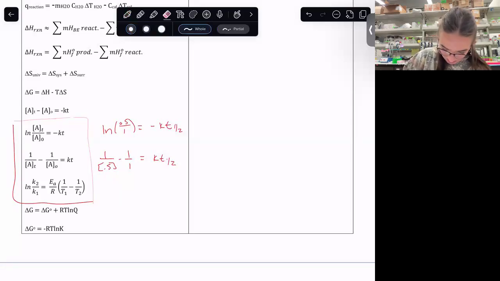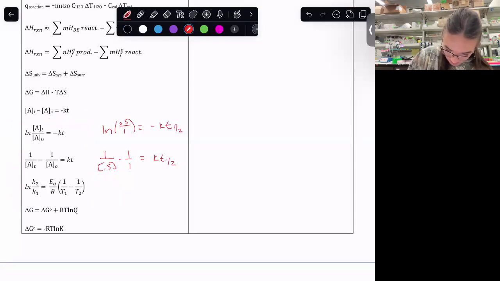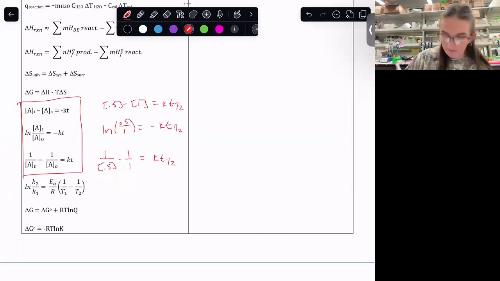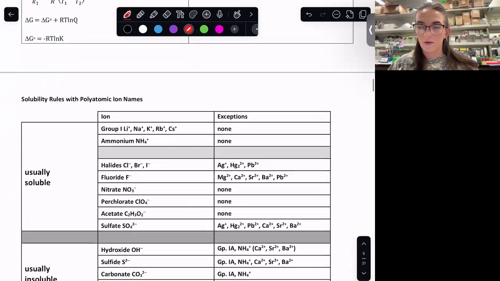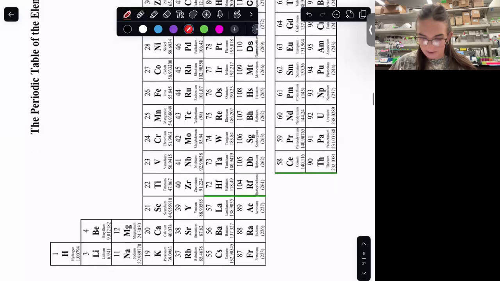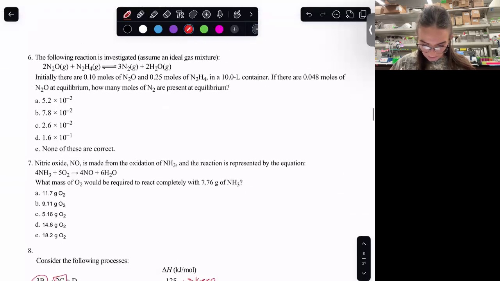Oops, that's the wrong thing. These are your half-lives. And then this one is 0.5 minus 1 equal to k times T1/2. So you can still solve for T1/2, it's just using the integrated rate law and not the half-life formula. I think I have time for one more question.